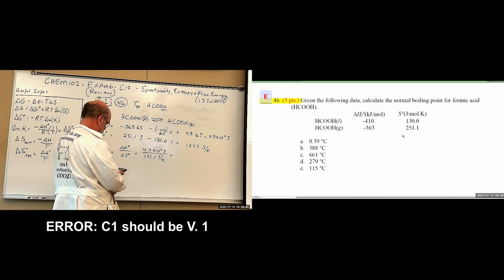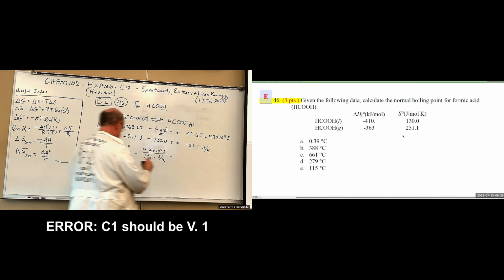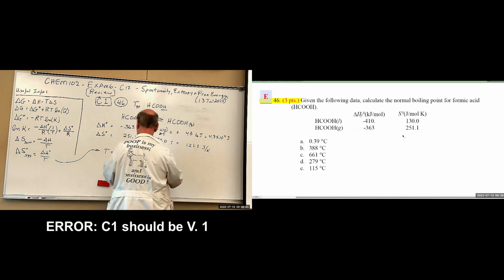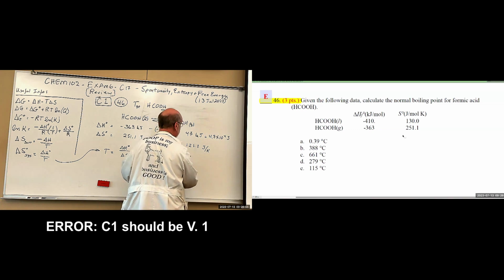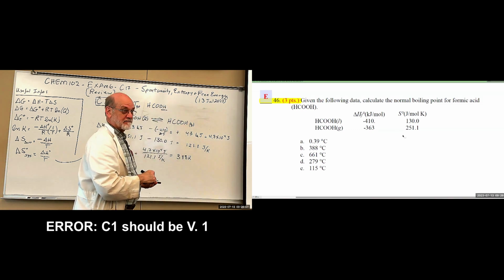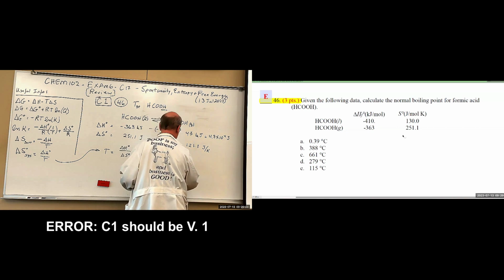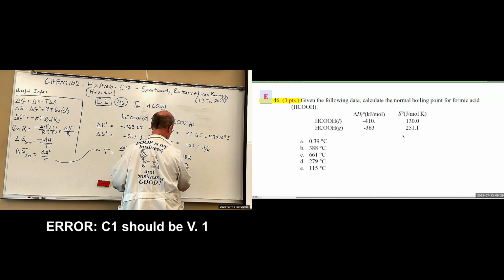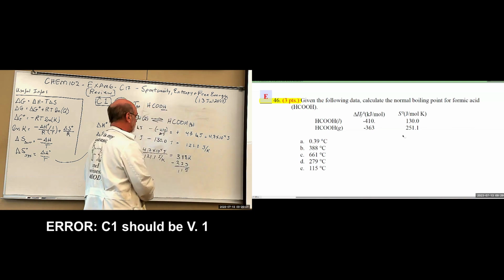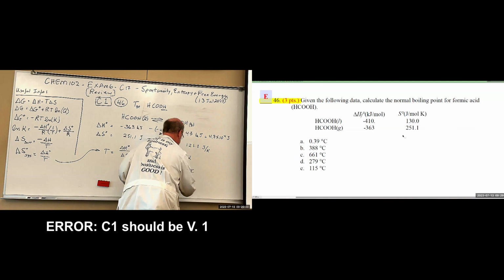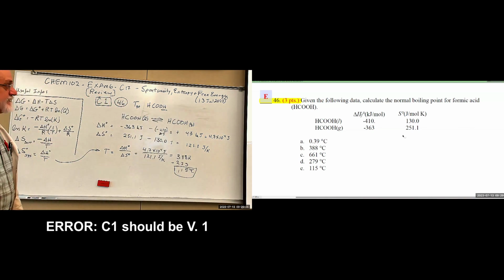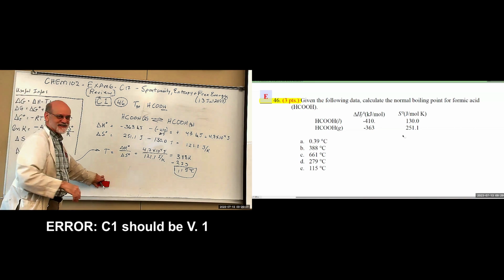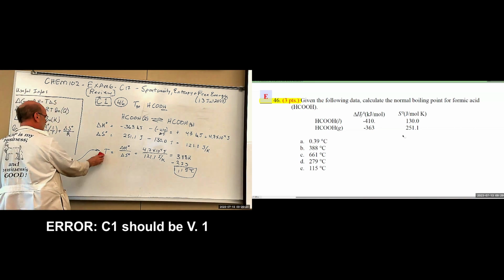Yep, 121.1. So this is, let's see. I think I rounded off to 388 K, but our answer's in C, correct? So we have to subtract 273. That's 115 degrees C. Okay. No objections? All right, we'll move on.